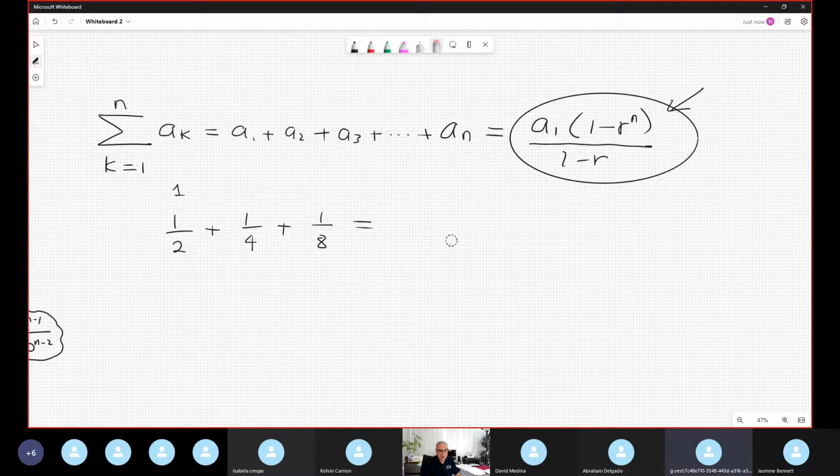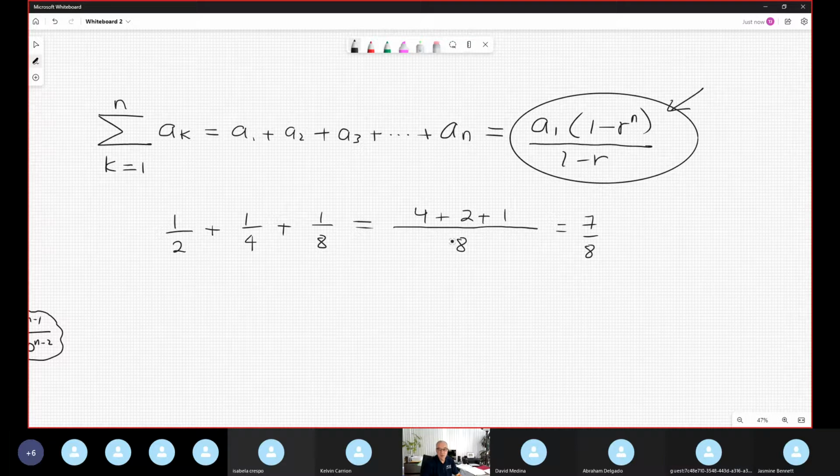Let's do it. The least common denominator to condense these fractions is 8. 8 divided by 2 is 4 times 1 is 4, plus 8 divided by 4 is 2 times 1 is 2, and 8 divided by 8 is 1, times 1 is 1. So the answer is 7 over 8. Wow, fantastic. I like that.